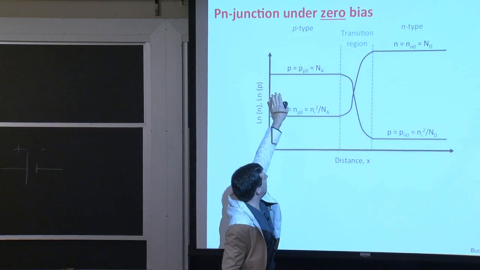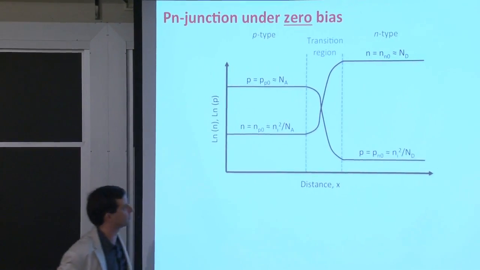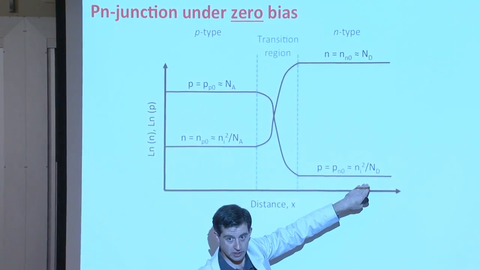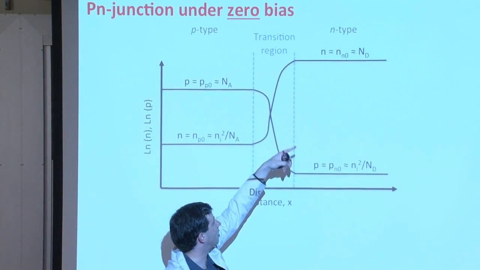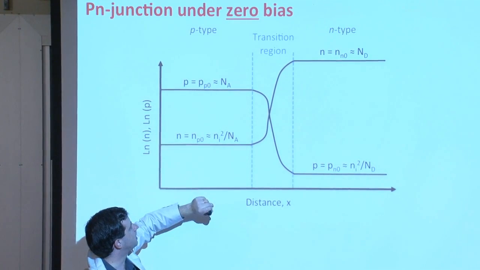Okay, so under zero bias, we have a concentration of holes on one side of our junction that's high. In the p-type material, the concentration of holes is high, and it's approximately equal to the acceptor concentration. On the n-type side of our junction, the hole population is drastically reduced. And the flip side, our electron concentration is very high, and it drops into the p-type side.